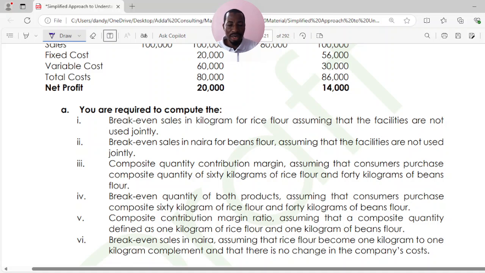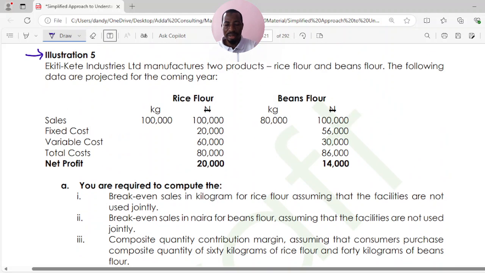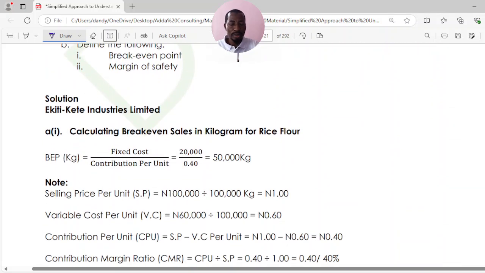So I just want to calculate break-even sales in kilogram, meaning in kilogram is the same thing as in units, for each of the products, rice flour and beans flour. For this purpose, what are you supposed to do? To calculate the break-even point in units, where the unit is seen as kilogram here, it will be total fixed cost divided by contribution per unit.